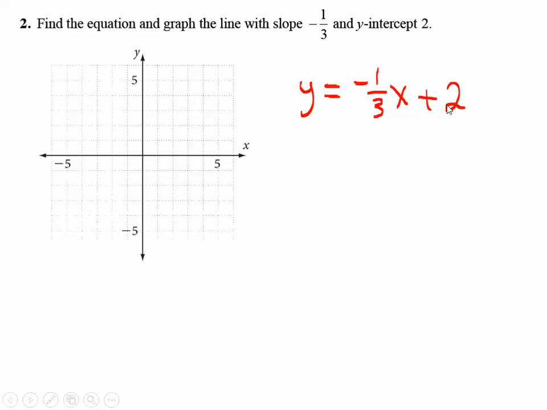Now how do we graph it? Well, just like we did in the last section, we take the y-intercept first, this little 2. We're going to find 2 along the y-axis, so about right there.